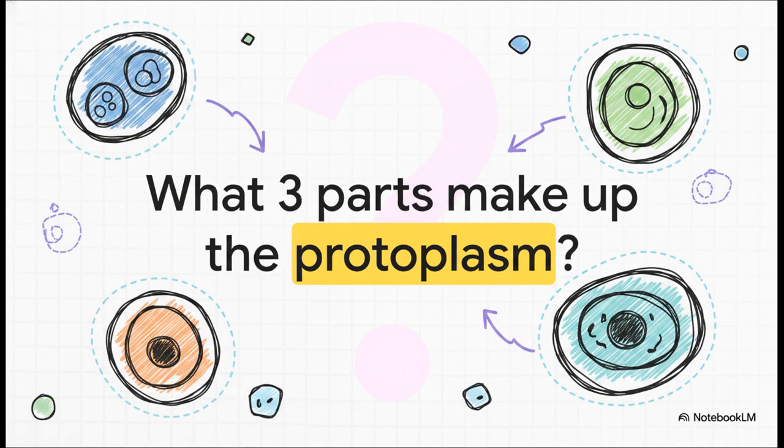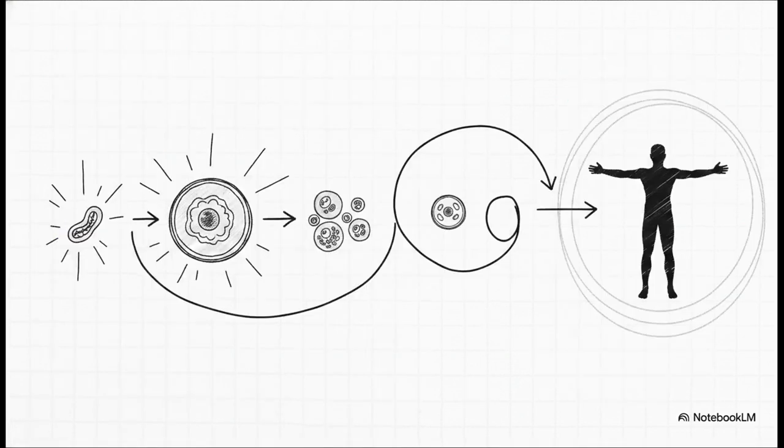Let's do one more real exam scenario. Name the 3 parts that make up the protoplasm of a cell. Lock these 3 in as they pop up. Number 1, the cell membrane. Number 2, the cytoplasm. And number 3, the nucleus. Easy points. Let's quickly run through a high-speed summary.